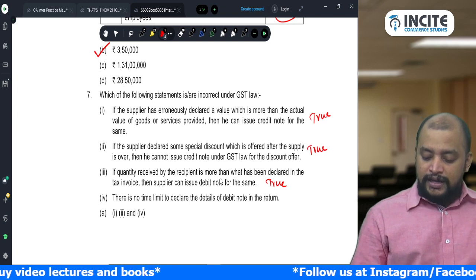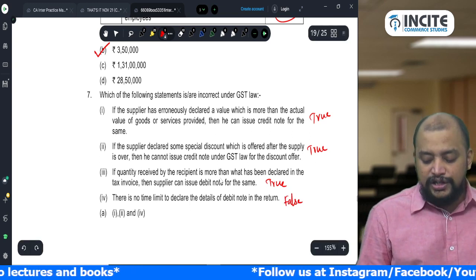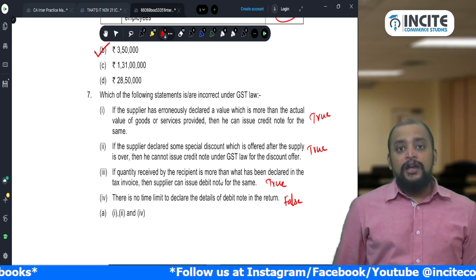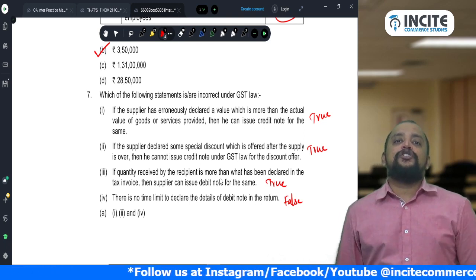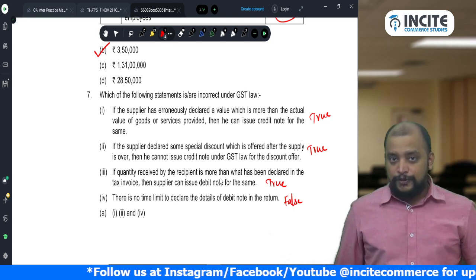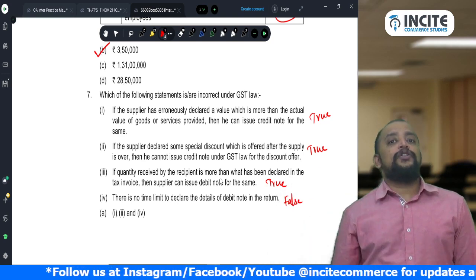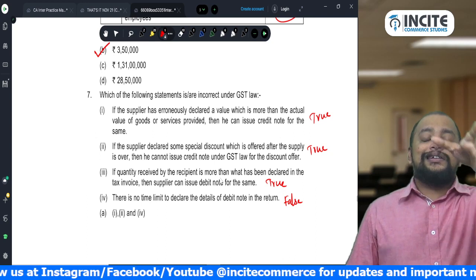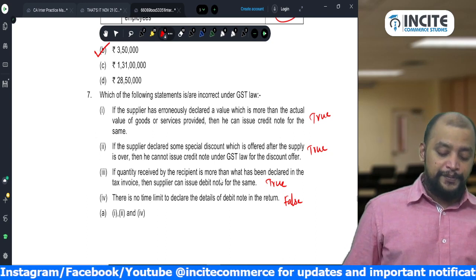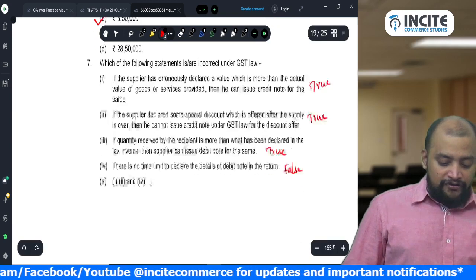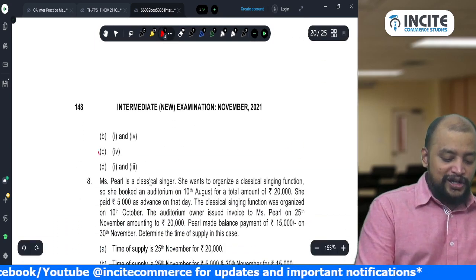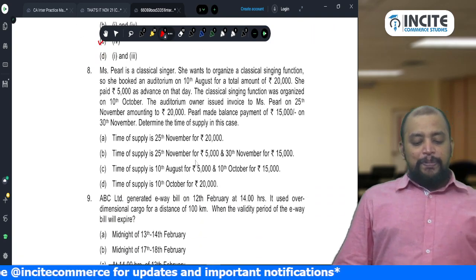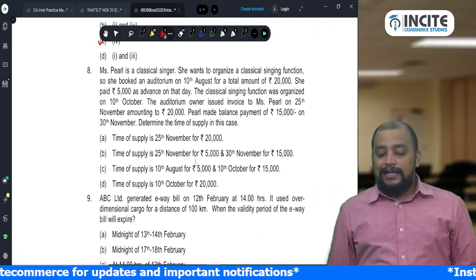That is false. See, once a debit note is issued in the same month, that should be reported in GSTR 1. Accordingly, in GSTR 3B, we need to make the payment of GST on the debit note. For issuance of a debit note, there is no time limit. But once a debit note is issued, it should be declared in the same month in which it is issued. Okay. So therefore, 4 is the wrong answer. So option C.